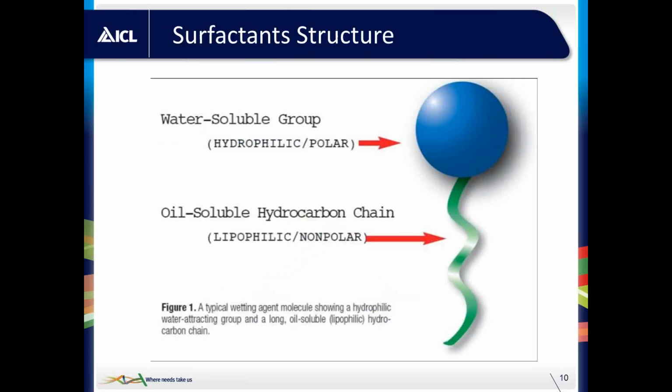If we look in more detail at the way a surfactant is structured, you have two parts: a head and a tail. The head part is a water-soluble group, so it's hydrophilic or polar, and you have a tail part which is oil-soluble, which is non-polar, which is lipophilic. So you can see that one end can attract to water and one end can attract to oils.